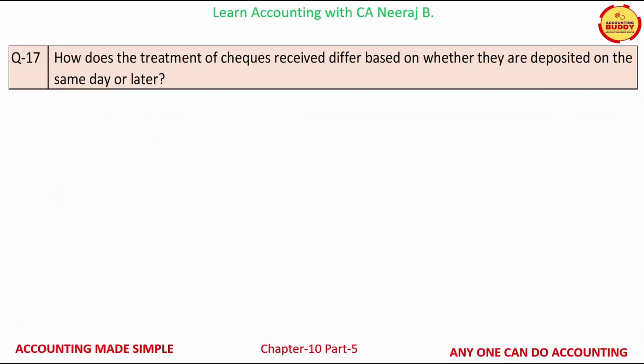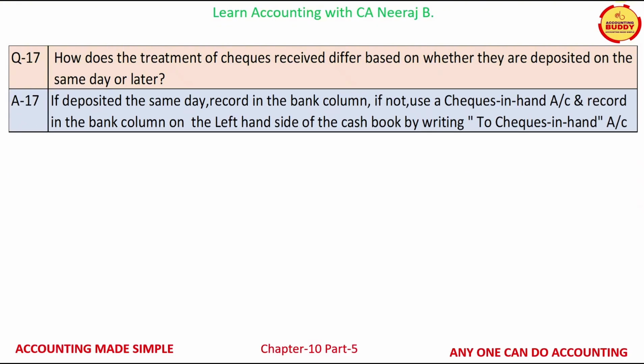Question number 17 is how does the treatment of checks received differ on whether they are deposited on the same day or later? And the answer is if deposited the same day, record the transaction in the bank column on the same day. If not, use a check in hand account and record in the bank column on the left hand side of the cash book by writing the word to check in hand account.